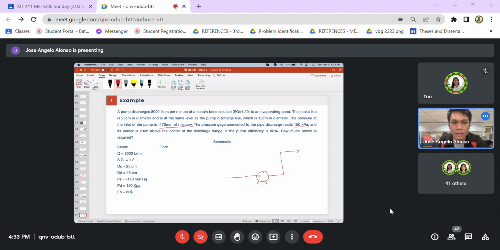So the intake line is 25 centimeter in diameter and at the same level as the pump discharge line. So it is just the same level here. Z sub S is equivalent to 0 because it is the same elevation of our center line. While our discharge line is 2 meter above, so we can say that Z sub 2 is equivalent to 2 meters.